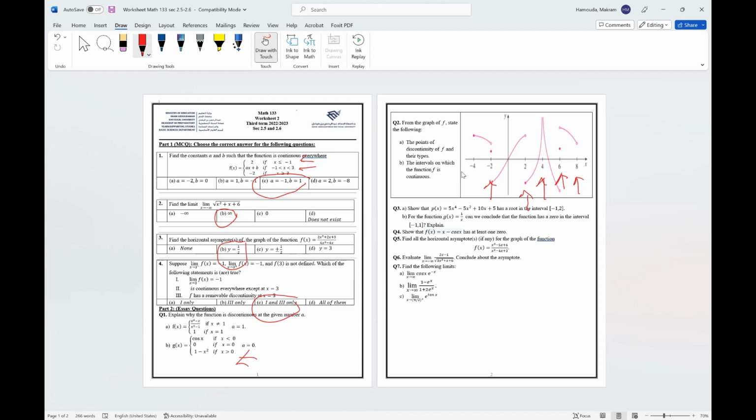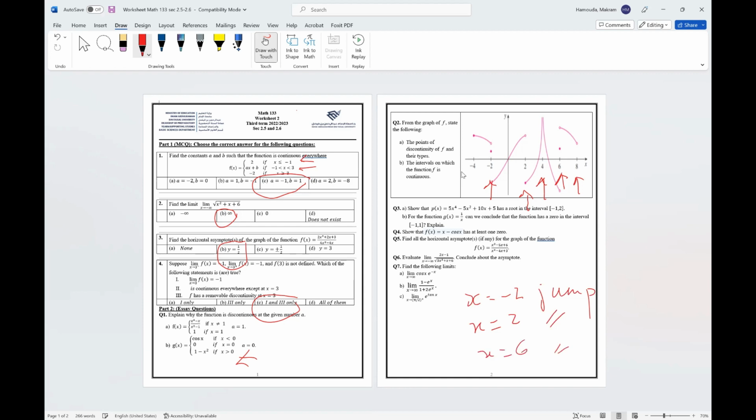So here, the discontinuity x equal to -2, this is a jump, of course. Let me write here, x equal to -2, this is a jump. X equal to 2, also jump. Let me put the jump together. So x equal to 6, jump.